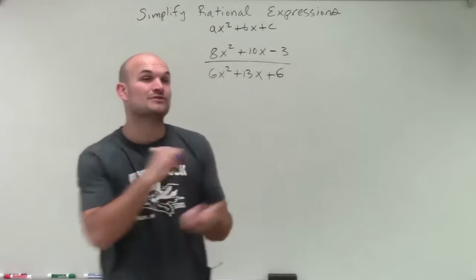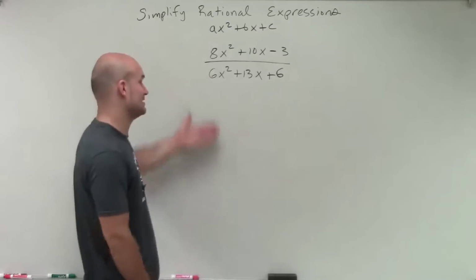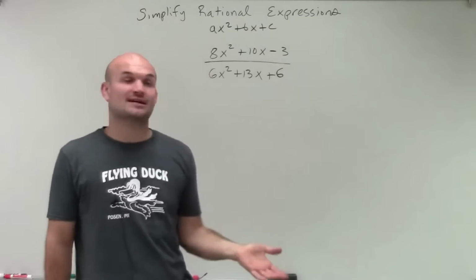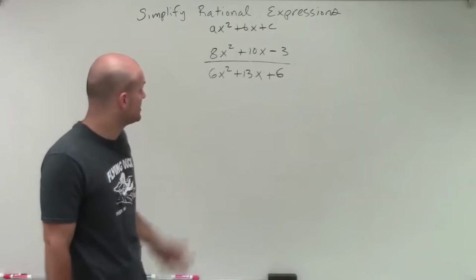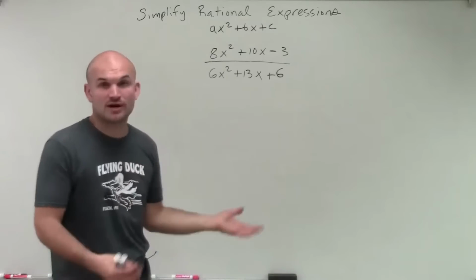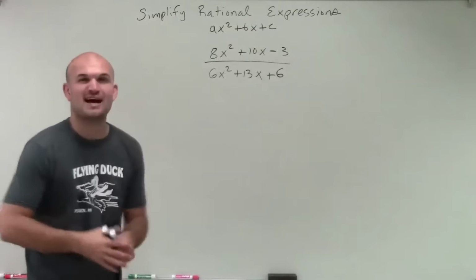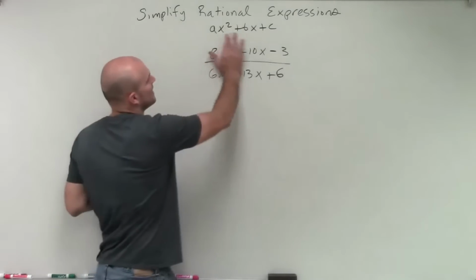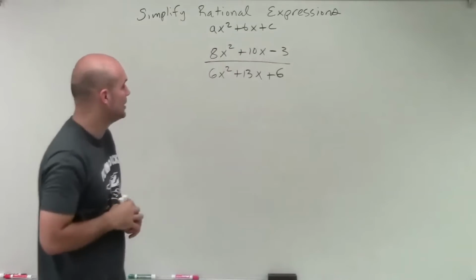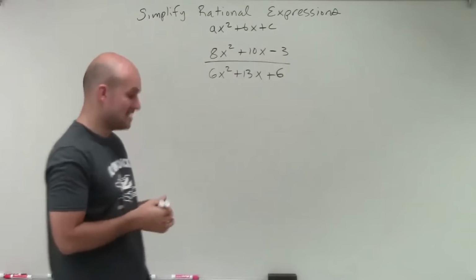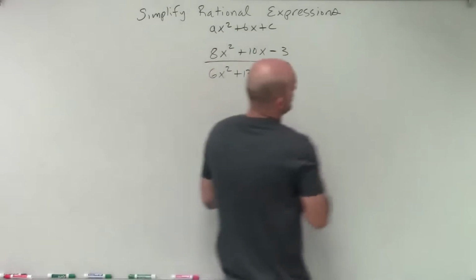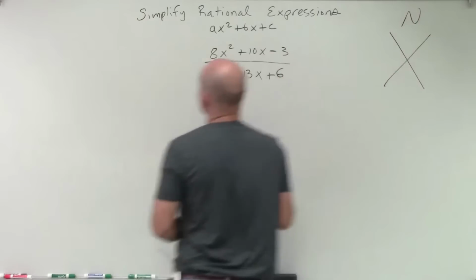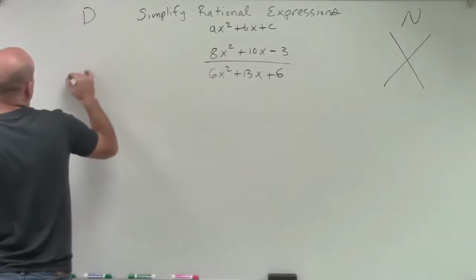Then the next thing I want to do is always look for special factoring techniques. And unfortunately, I do not have any special factoring techniques I can use. There's no perfect square trinomials or difference of 2 squares or 2 cubes. So I'm going to have to go back to the nice nitty-gritty and factor. So you notice that I have my 2 polynomials in the form of ax squared plus bx plus c. So to do this, I'm going to factor here. Let's do the numerator, and let's go ahead and factor the denominator.